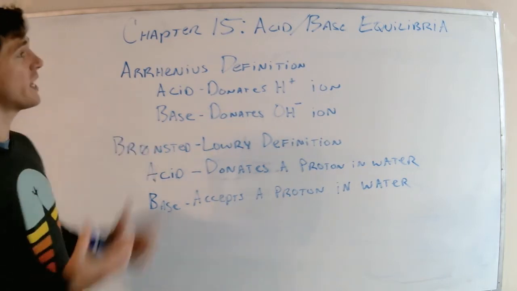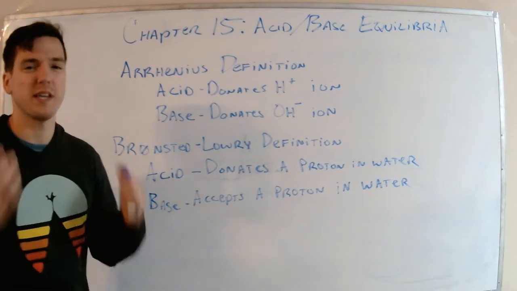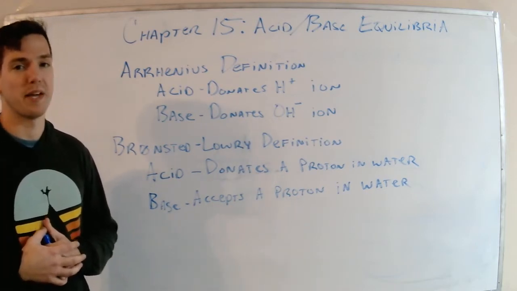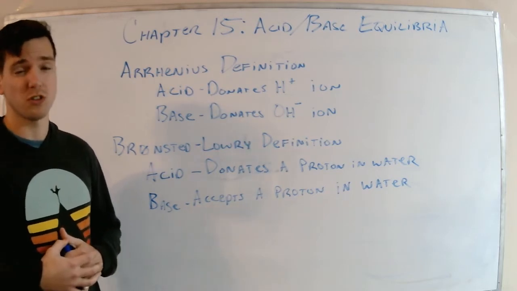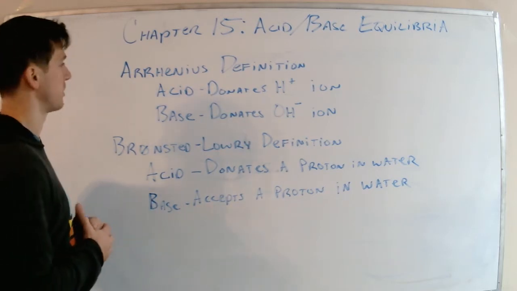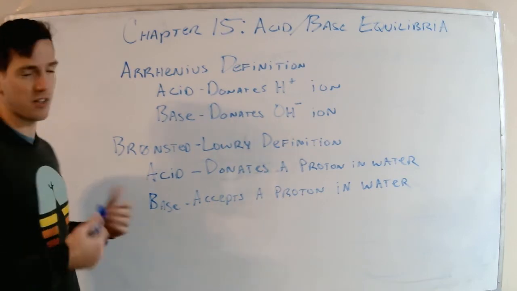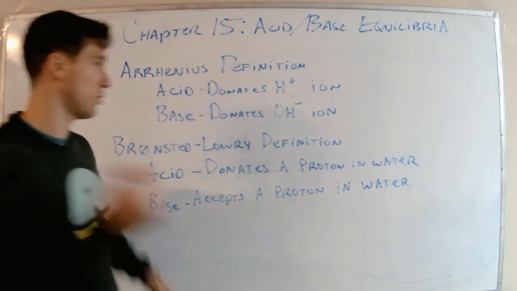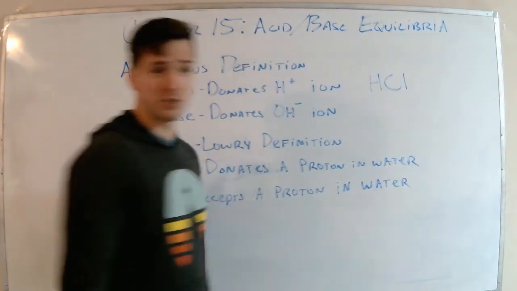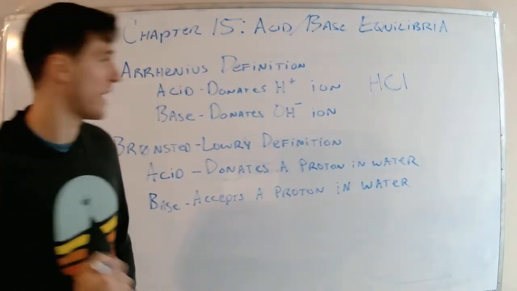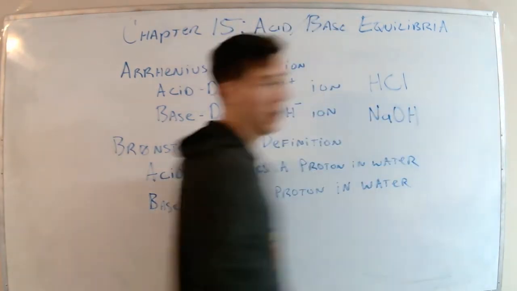So when we're looking at acid-base equilibria, we're going to ask ourselves, what is an acid or a base? We have this Arrhenius definition, which is what we used usually back in regular chemistry, which is an acid donates an H plus ion and a base donates an OH ion. So those were our typical descriptors: we knew it was an acid if it started with an H, and we knew it was a base if it ended with an OH.